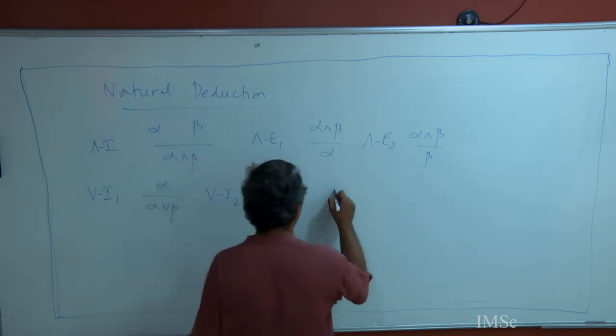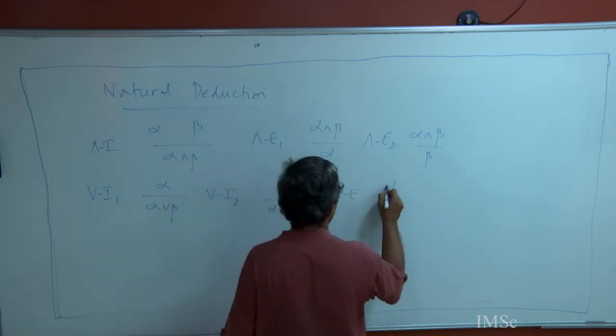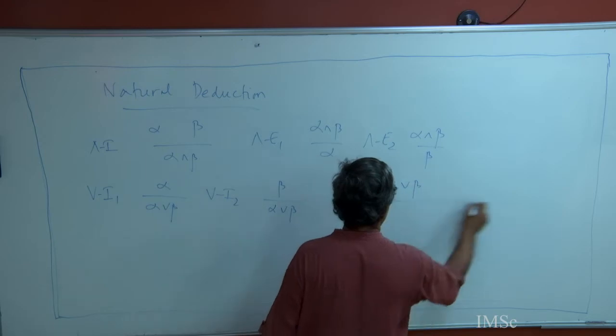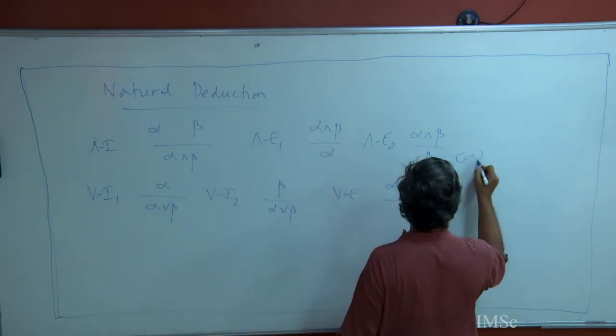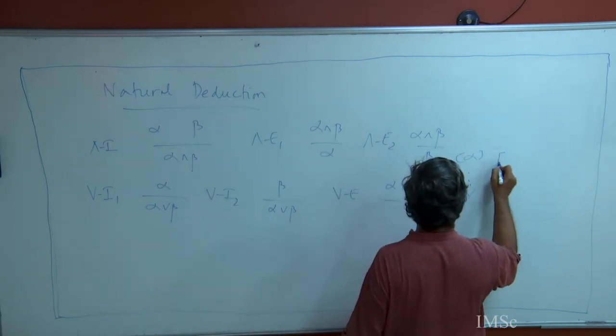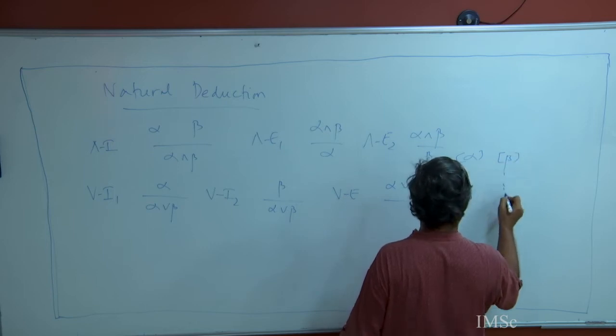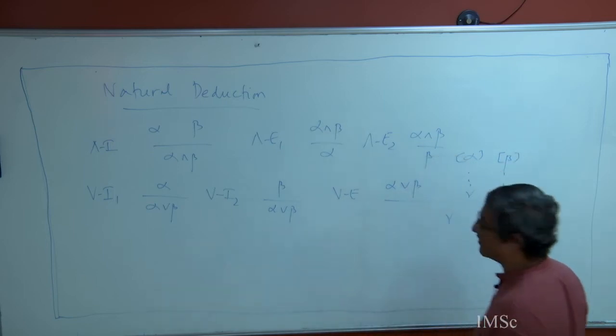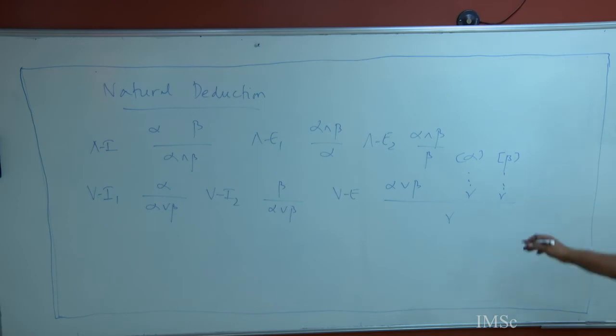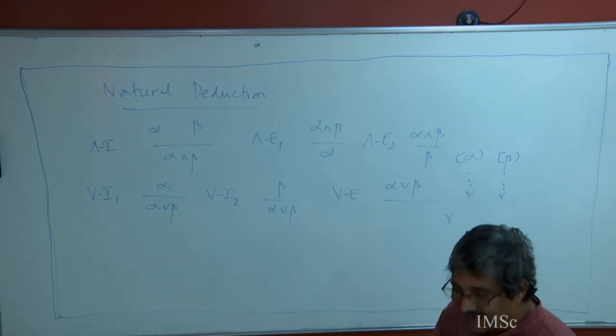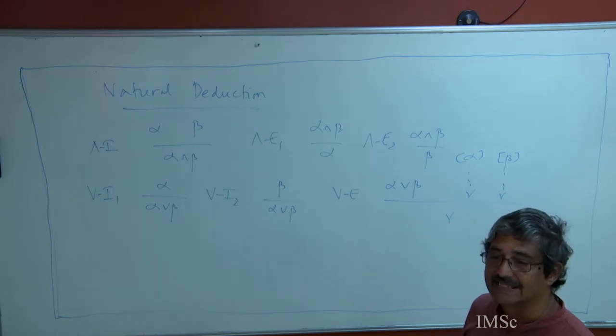And then disjunction elimination is slightly weird. If you have alpha or beta, from assuming alpha, if you can derive gamma, and assuming beta, if you can derive gamma, then you can derive gamma. This is the disjunction elimination in natural deduction.